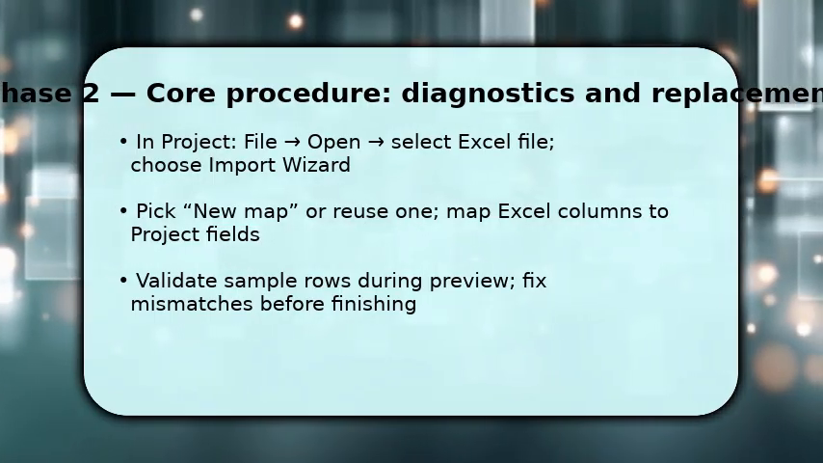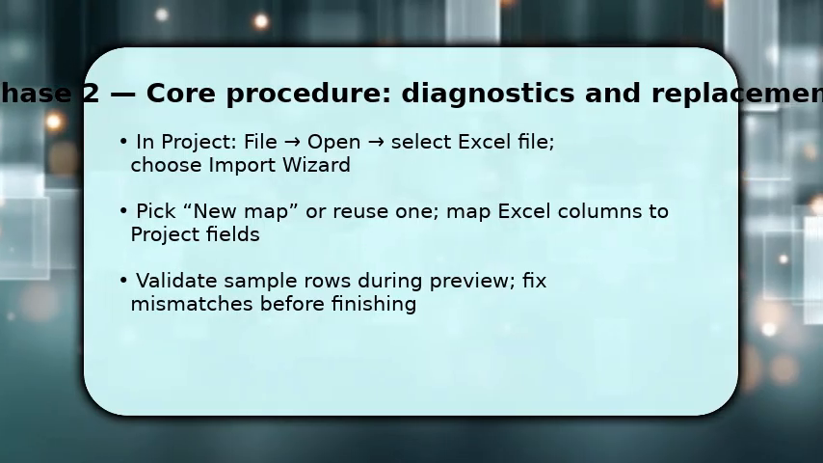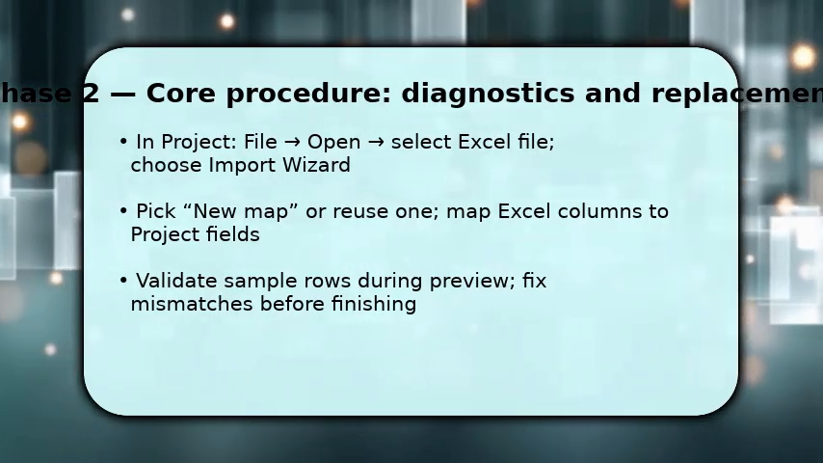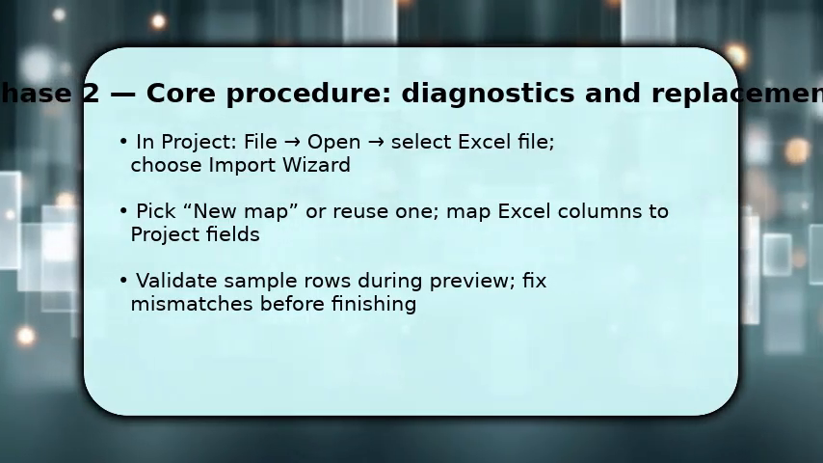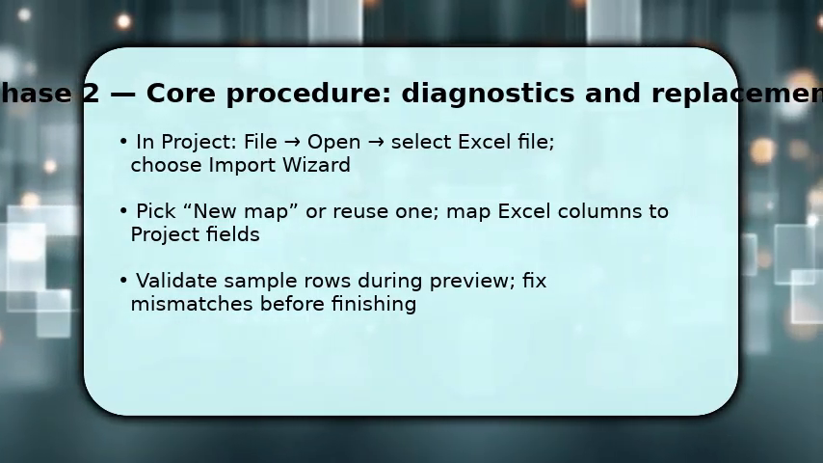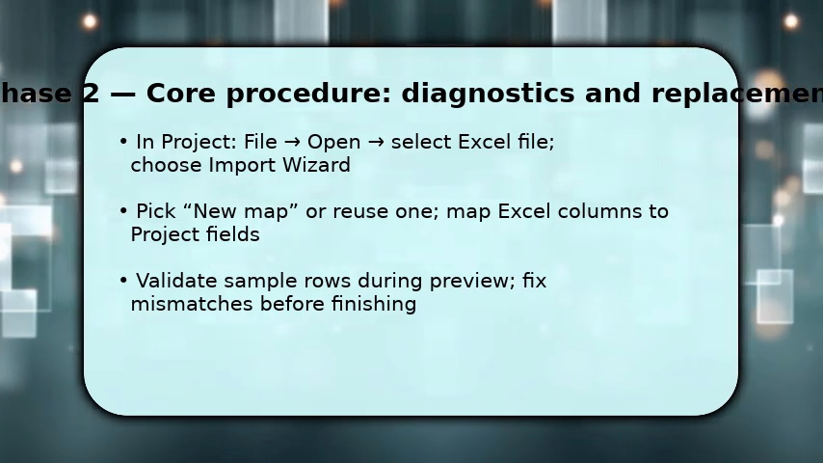Carefully map Excel columns to Project fields, then preview sample rows. If dates or predecessors look wrong, stop and adjust mappings. This prevents corrupted schedules. When the preview matches expectations, complete the import to populate the schedule.